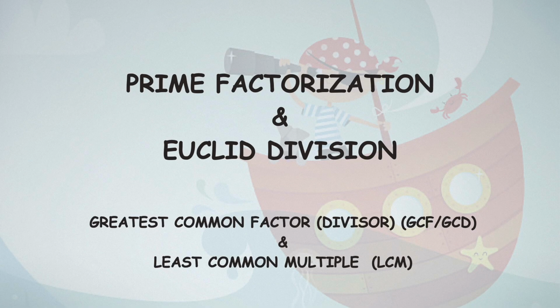The greatest common factor, also called the greatest common divisor, and the least common multiple are important topics in mathematics for 5th and 6th grade. They play a key role in real-life applications and in solving fraction calculations. Today, I will explain the concepts and the methods for calculating them. The two methods are prime factorization and the Euclidean algorithm. For simplification, we will use GCF to represent the greatest common factor or divisor.